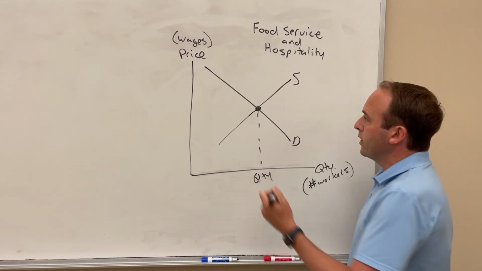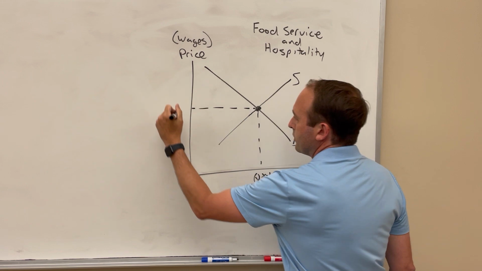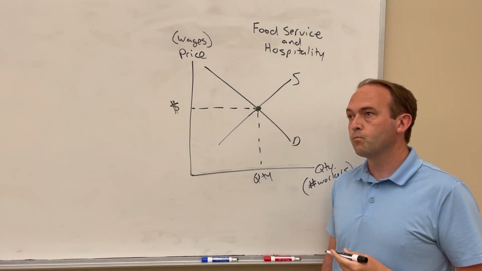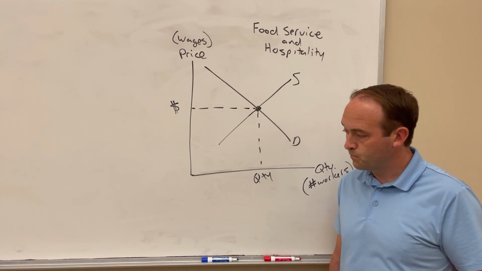Also from that point of intersection, you get your y-axis, price value. That represents wages paid in that market. So that would be something like the average wage paid to hotel workers or to restaurant workers.